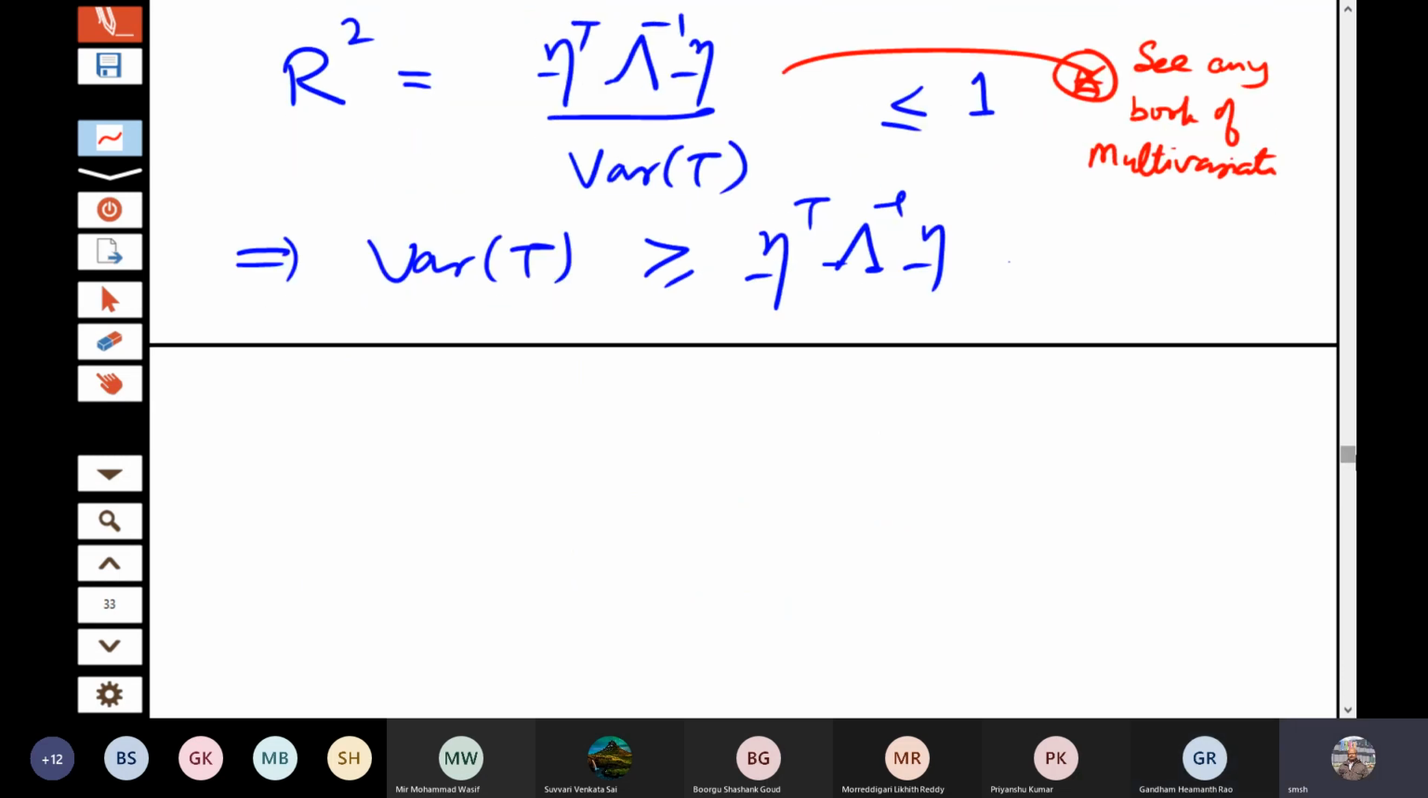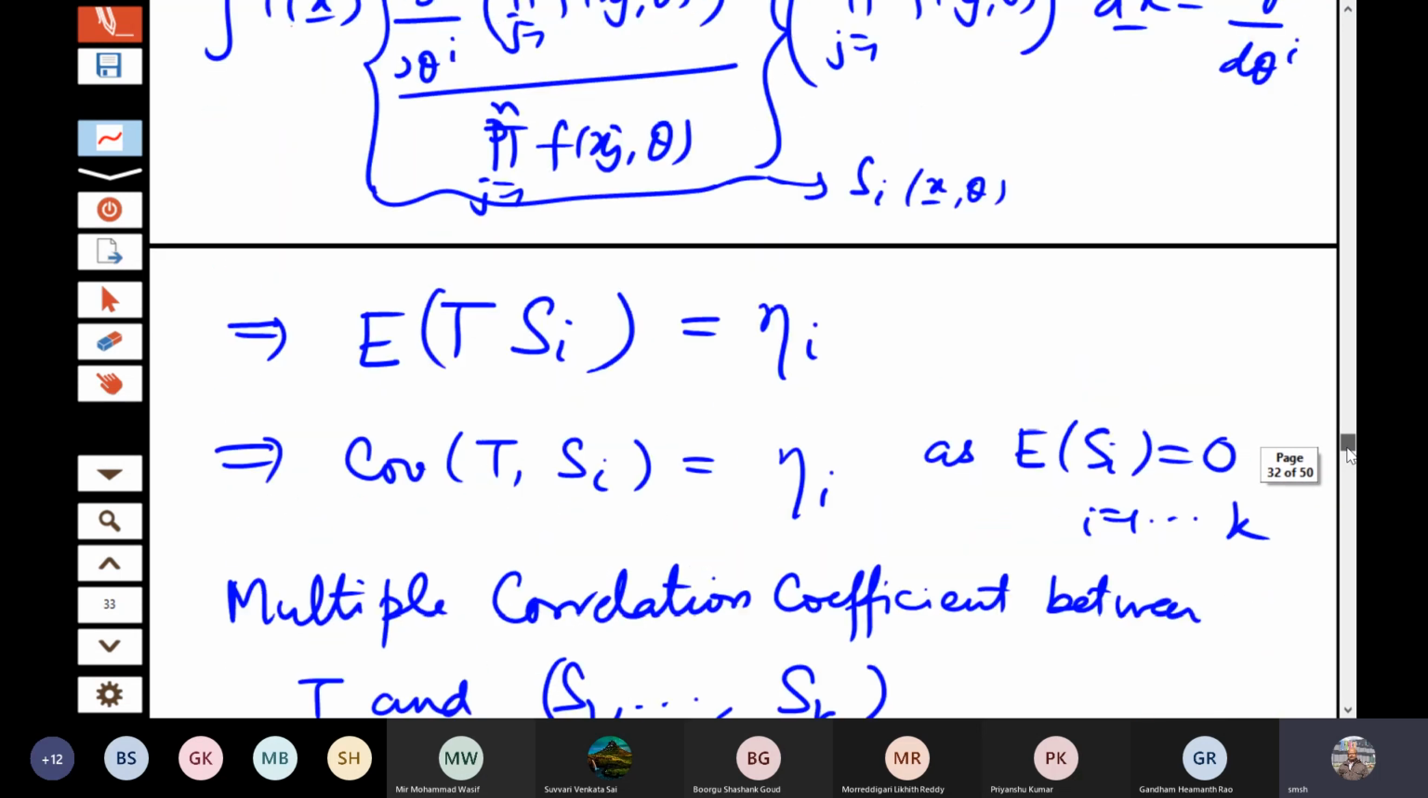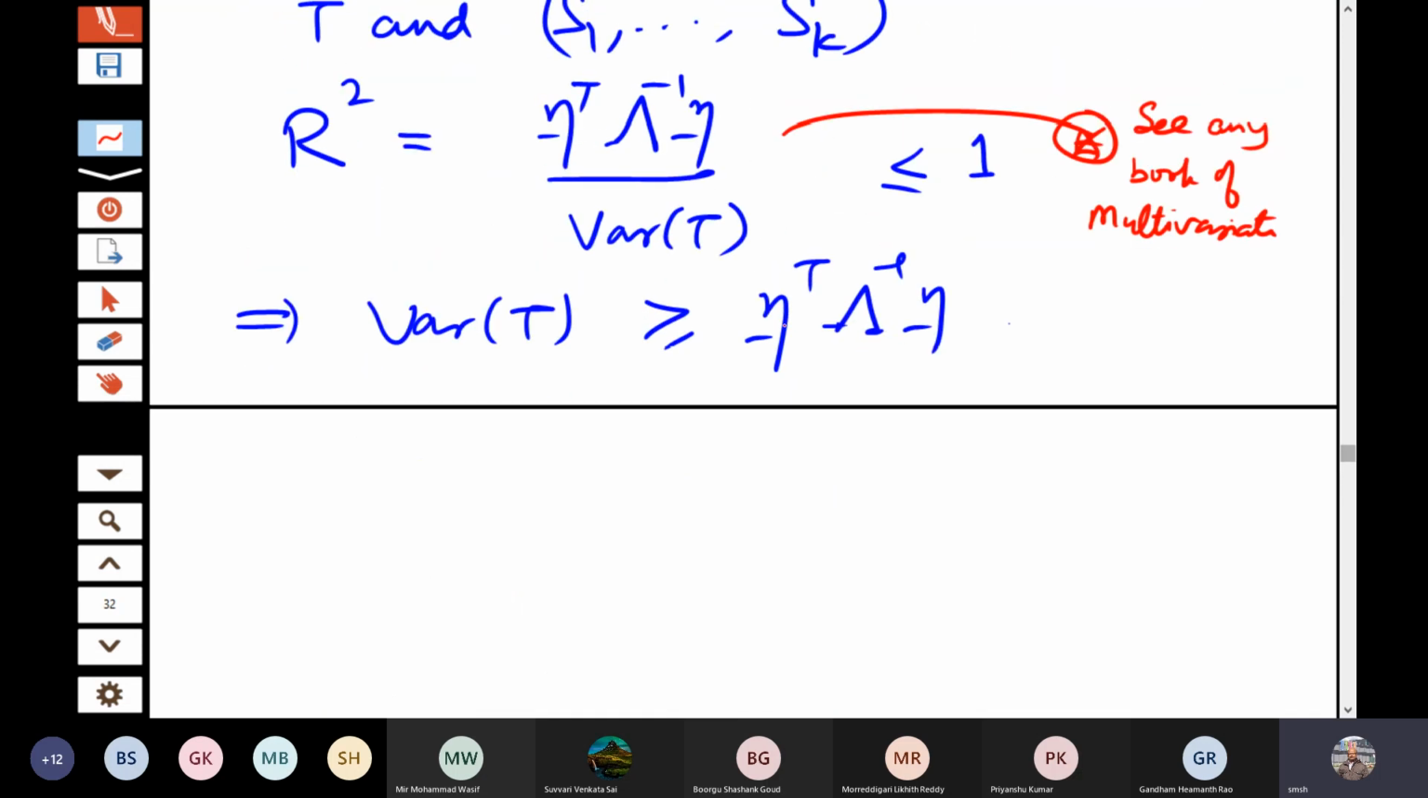So earlier we have written the covariance term or the correlation term between T and S. Now in place of that, I am writing the multiple correlation coefficient between T and S1, S2, Sk. So that single correlation coefficient has been replaced by multiple correlation coefficient, and this relation is used here. What we have written here, that covariance of T, S_i is equal to eta_i. So if you divide by the square root of variance of T, or you can put a square here, I will get a square term, and then you put them in the matrix form and take it to one side. Then this becomes eta transpose lambda inverse eta. So that is what we will get here.